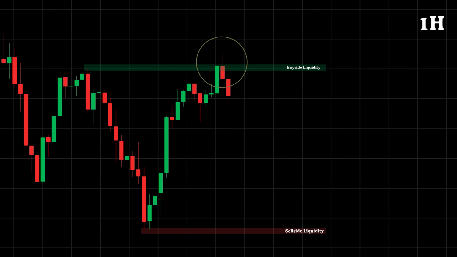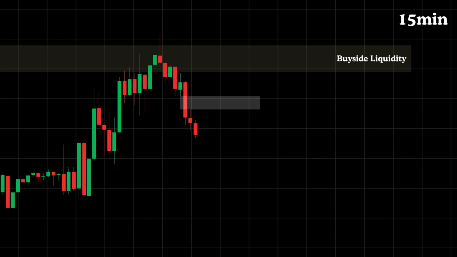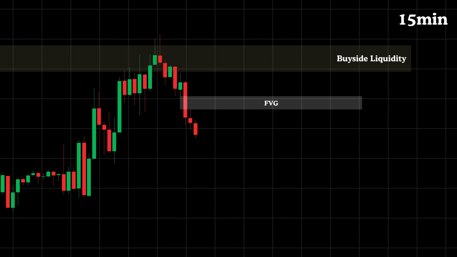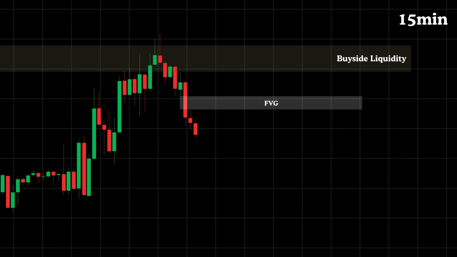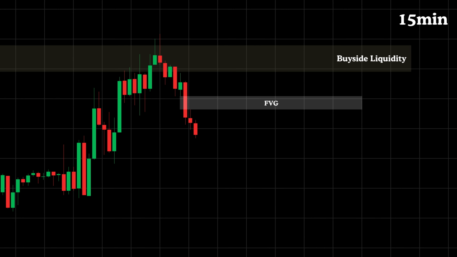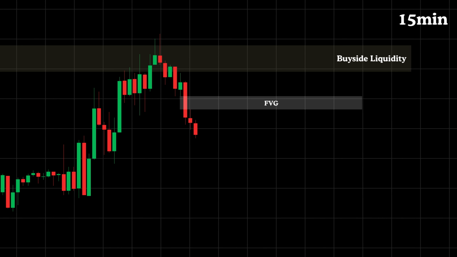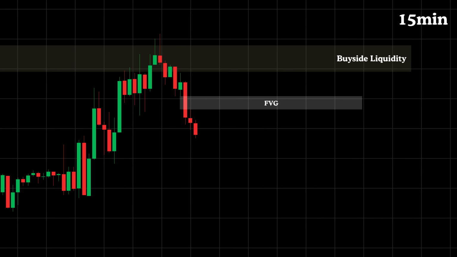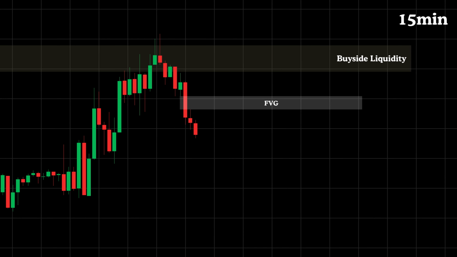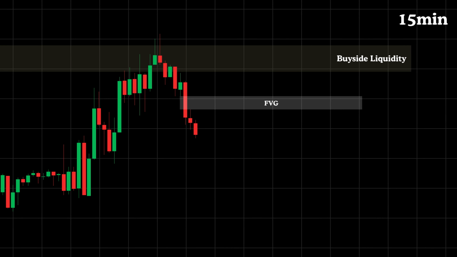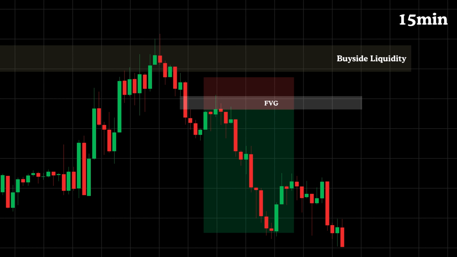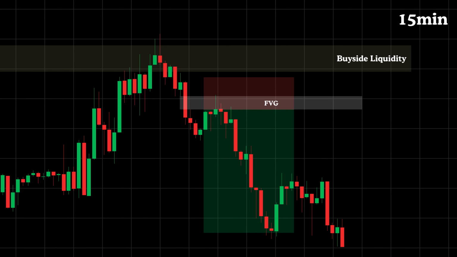At this point, switch to your lower time frame and look for fair value gaps that form immediately after the sweep. These gaps highlight market imbalance and can serve as potential entry areas. In a bearish situation, for example, after a sweep above a buy-side liquidity zone, locate a fair value gap and signs of price reversal. Once you have confirmation, execute a short trade. Set your stop loss above the high that was swept and aim for the next major level or sell-side liquidity area below. The same logic applies in the opposite direction.